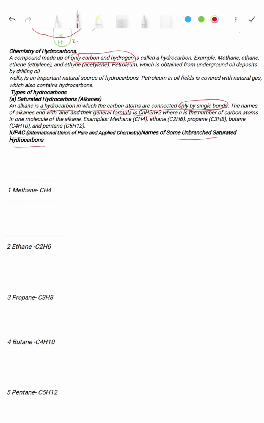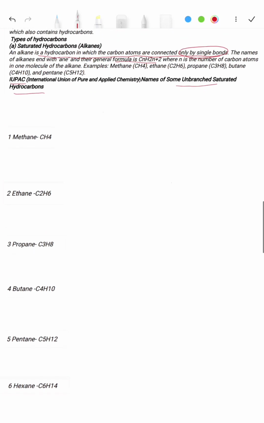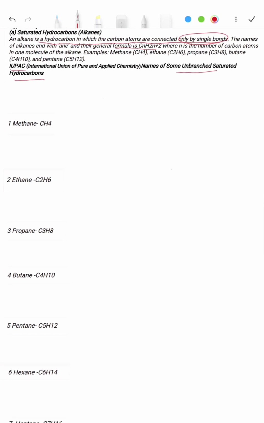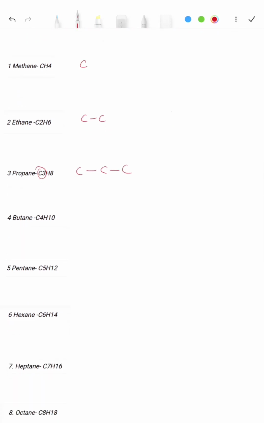In chemistry, we don't number the chemical formula as 1, 2, 3. Instead, they are named methane, ethane, propane, butane, and so on. Methane is named as 1 and ethane as 2. Why? We will draw the structure here. Methane is named as 1 because it has 1 C. Ethane is named as 2 because it has 2 C. Propane is named as 3 because it has 3 C, and the formula also has 3 C. And butane is named as 4 because it has 4 C.